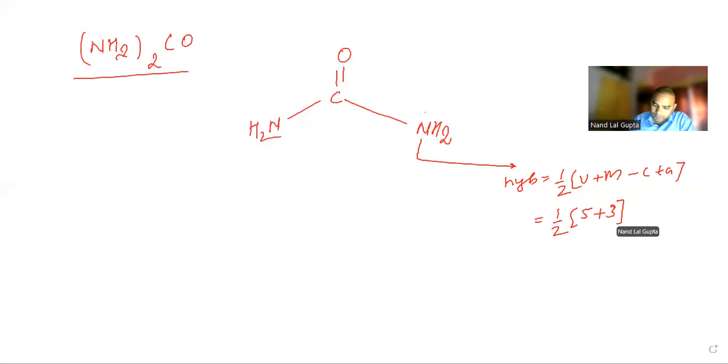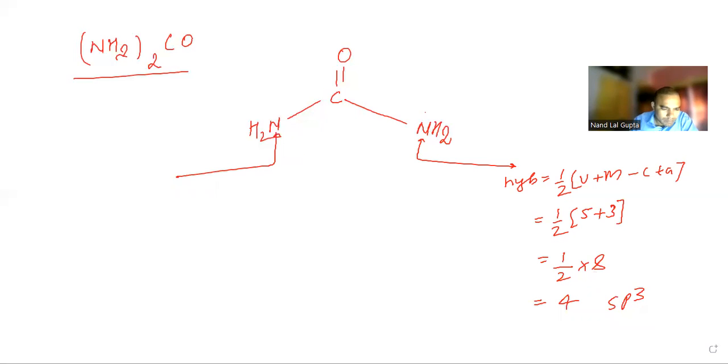Wouldn't it be 4 because there are two hydrogen on each side? No. For a particular nitrogen, you have to calculate separately. For each nitrogen, a separate calculation is there. So what will it be, Arav? That is 4. It is going to be sp3.